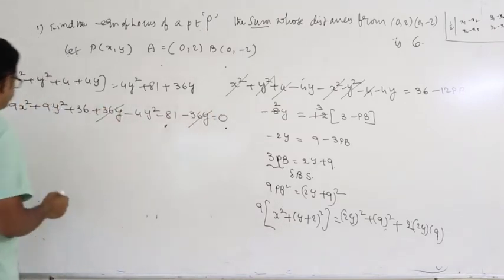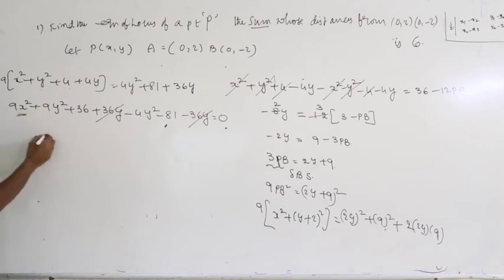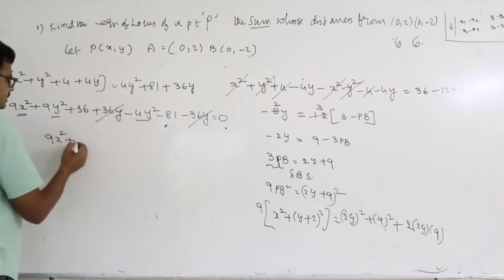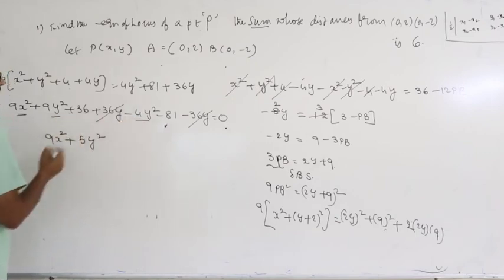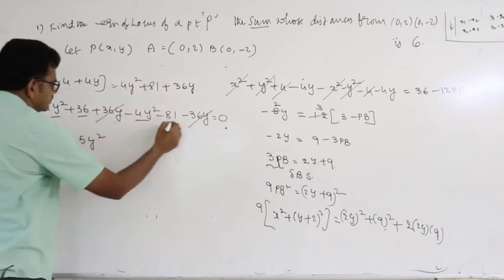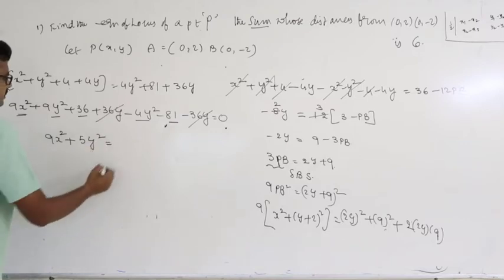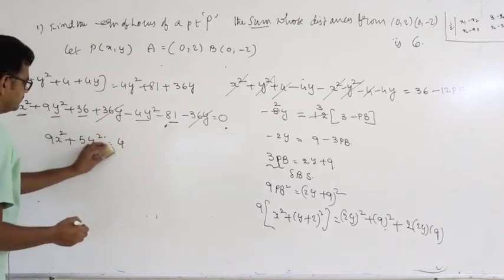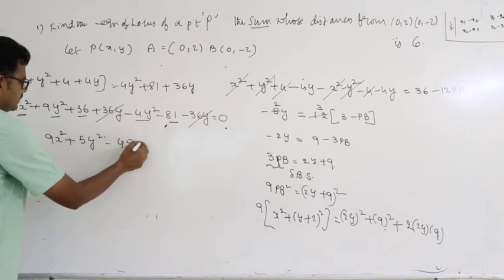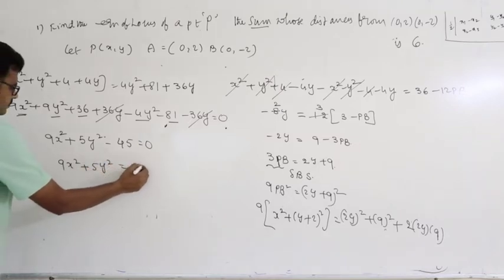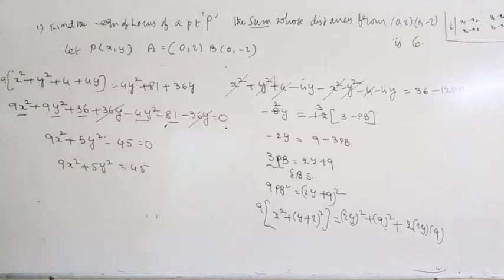36y cancel. So this is 9x square, and this is plus 9y square minus 4y square, 5y square, and minus 81 plus 36, that is minus 45 equal to 0. Or you write 9x square plus 5y square is equal to 45. So this is the locus.